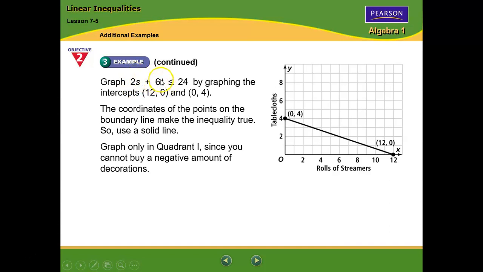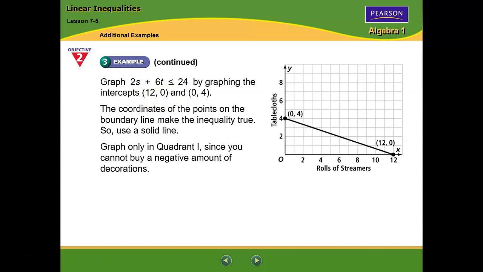So 6 times 0 gives us 0. That would leave 2s is less than or equal to 24. And to get s by itself, we divide both sides by 2. And 24 divided by 2 is 12. So we know that our x-intercept, or in this case our s-intercept, is 12.